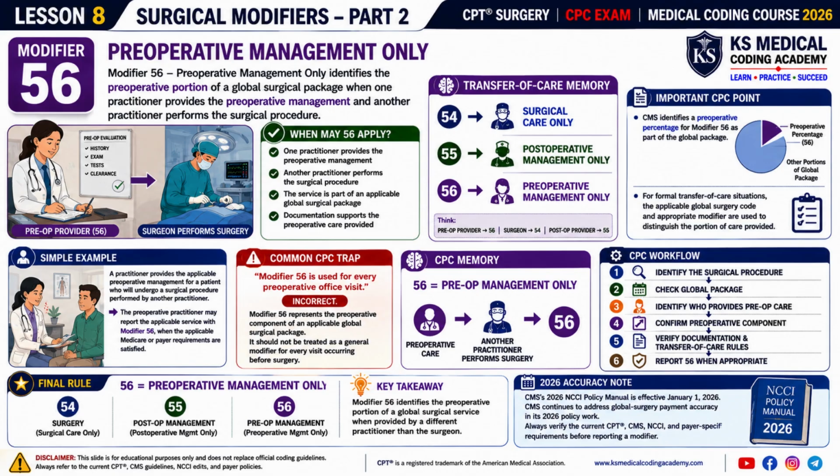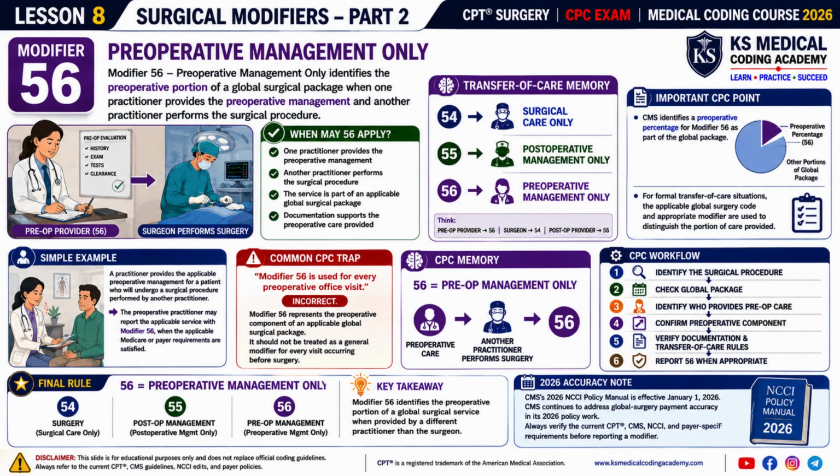For example, one practitioner provides the applicable preoperative management, while another practitioner performs the surgical procedure. When the applicable Medicare or payer requirements are met, the preoperative practitioner may report the appropriate surgical procedure code with Modifier 56. Here's the common CPC trap. Modifier 56 is used for every preoperative office visit. That's incorrect. Modifier 56 represents the preoperative component of an applicable global surgical package. It is not a general modifier for every visit that happens before surgery.